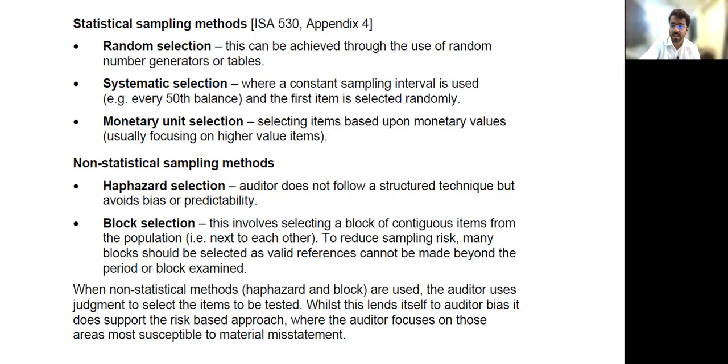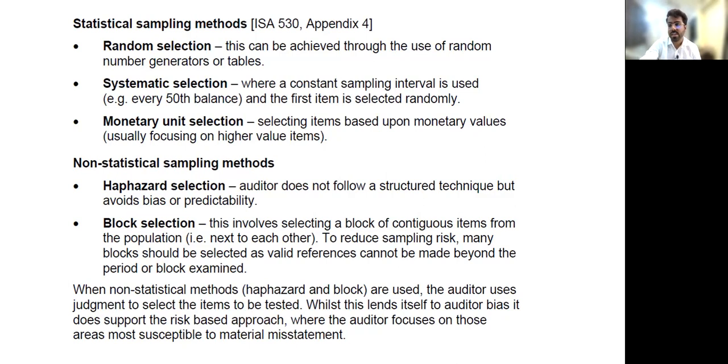Under the non-statistical sampling method, there are 2. Haphazard. What is haphazard? Haphazard is where you will not follow any structured technique. You're not following any random number generators or any random number tables. You're just haphazardly, without any technique, without any structure, selecting items. That is haphazard selection. Correct? Okay.